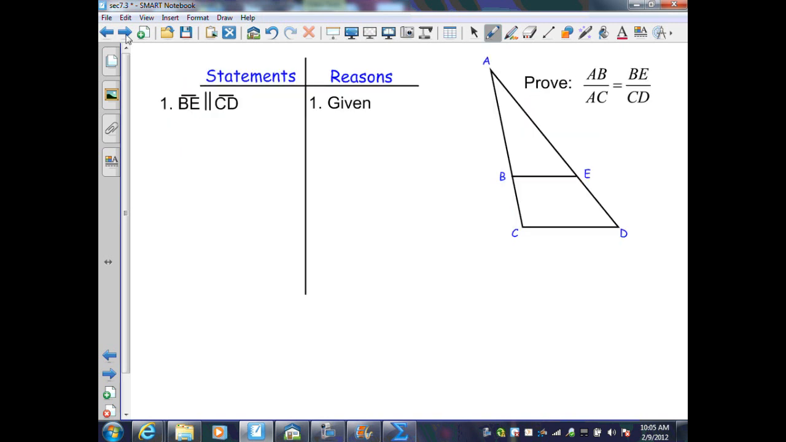Here I'm given a proof. I want to prove I have the ratio of AB over AC equal to BE over CD. I'm given that segment BE is parallel to segment CD. With that information, I can draw my arrows in my diagram. I know that I can then state that angle 1 is congruent to angle 2, and that's because of corresponding angles.